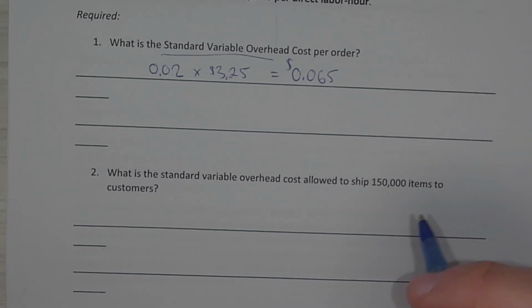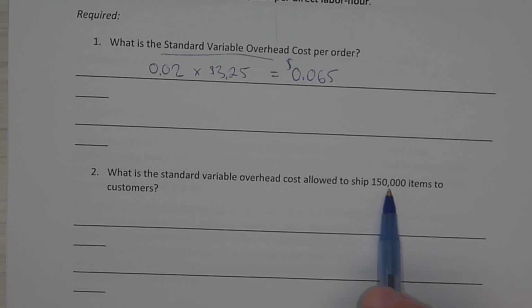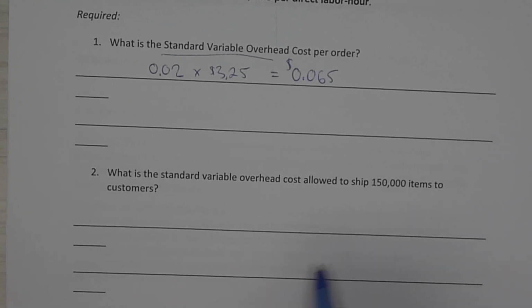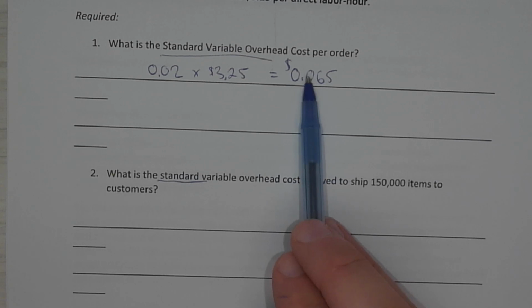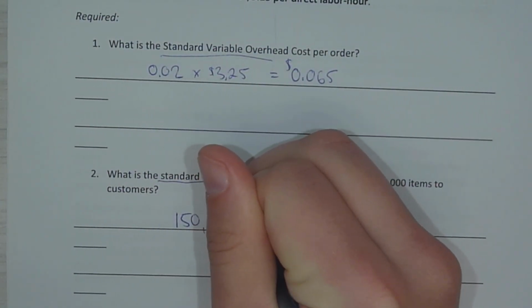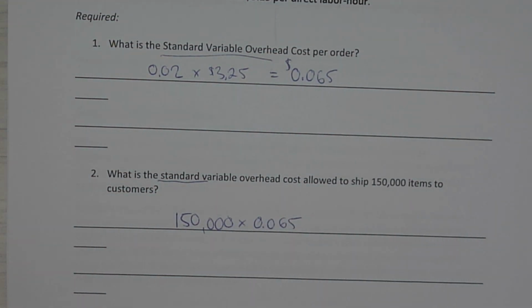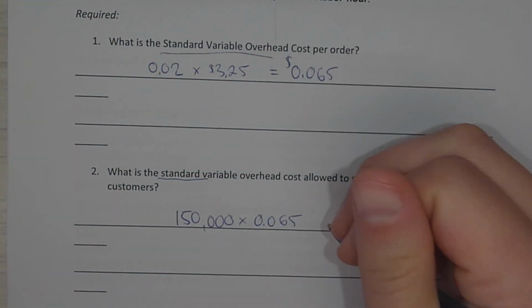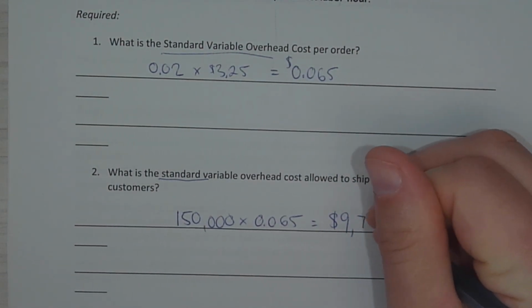What is the standard variable overhead cost allowed to ship 150,000 items? Again, this is not what we actually did. Anytime you see the standard, it means what should we have done? Well, if we know that $0.065 is what it costs per item, when we ship 150,000 items, our total cost is going to be $9,750.